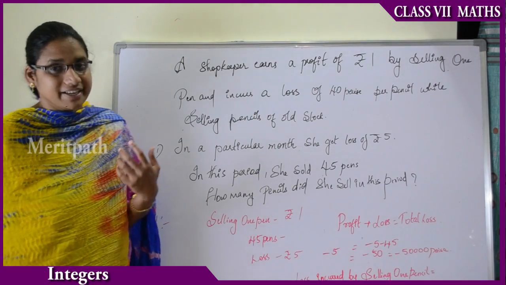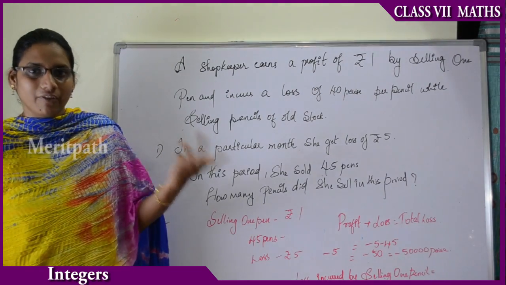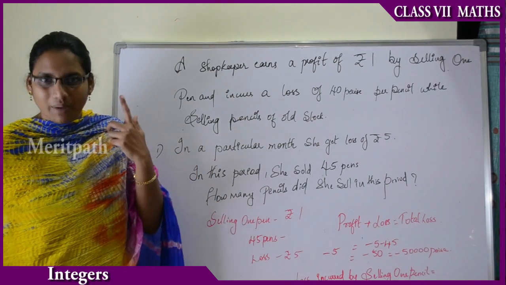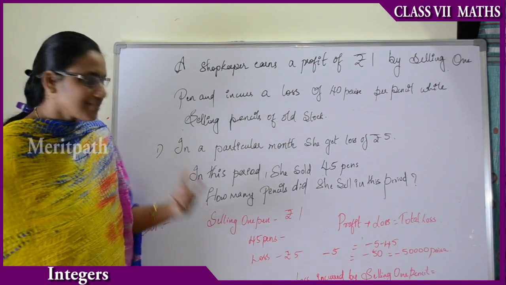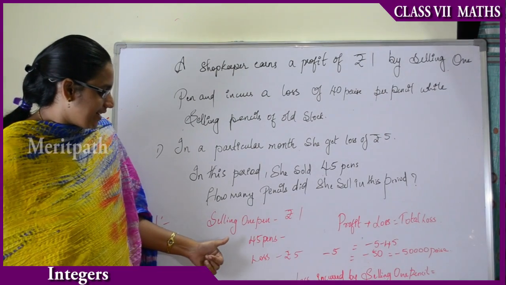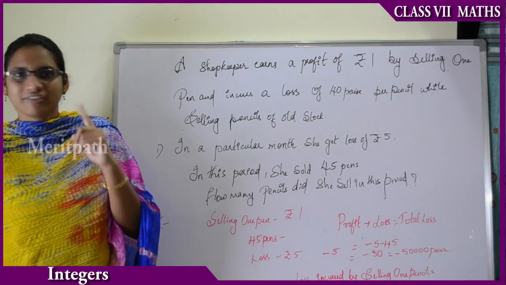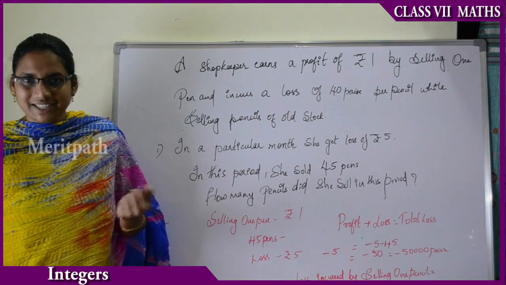It is very interesting, right? How much loss, how many pens and pencils, it is rotating in your mind also, I hope. Now let us see the solution. Selling one pen, we will be getting 1 rupee. It is given in the question itself.